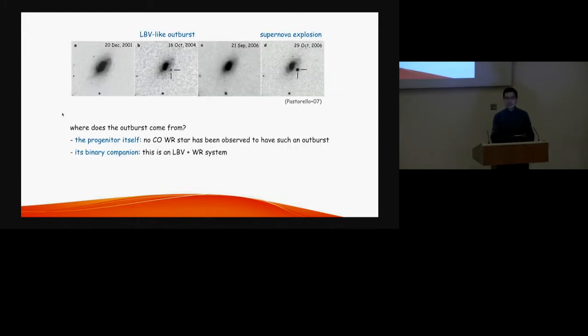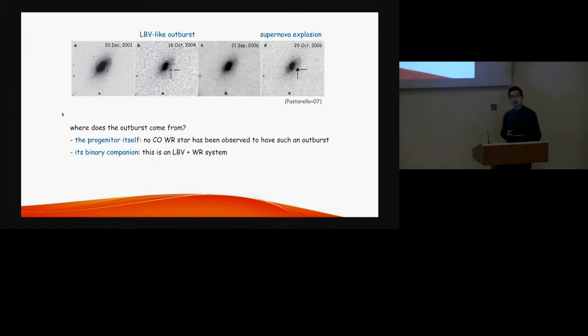For 06JC, there is another very interesting phenomenon. In 2004, just 2 years before it became a supernova, there was an optical transient right at the position of the supernova. It persisted for a few days, and it looks much like an outburst coming from a luminous blue variable. But it remains an unresolved problem where this outburst comes from. It can come from the progenitor itself, but as I have mentioned, the progenitor doesn't have hydrogen or helium, and such a star has never been observed to produce such an outburst.